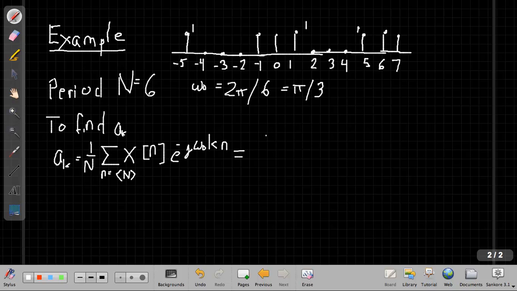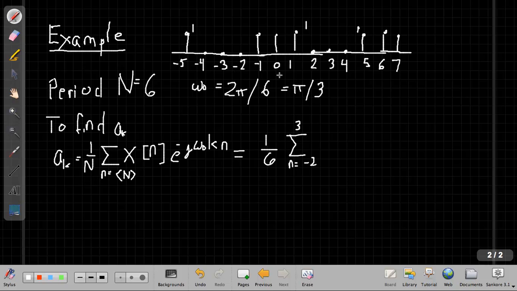So I'm going to say this is going to be the sum. I'll put an n now, so I have 1/6 the sum as time goes from -2 up to 3. So again, that's looking up here.